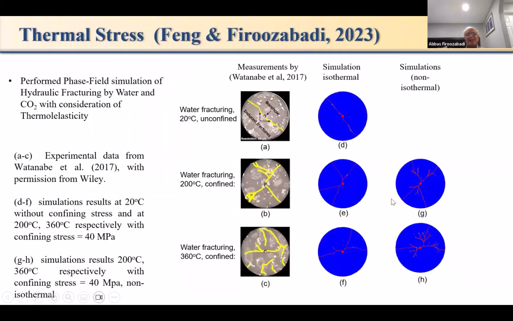In the case of water fracking at different temperatures, we get some trends. If the fluid and the rock are at the same temperature, we get less fracture intensity than if thermal stress is taken into account. With thermal stress, we do get more fracture intensity, and the temperature itself lowers the fracking pressure and gives us many more fractures. And even for water, the fractures are not just vertical or horizontal; there is branching in that case too.